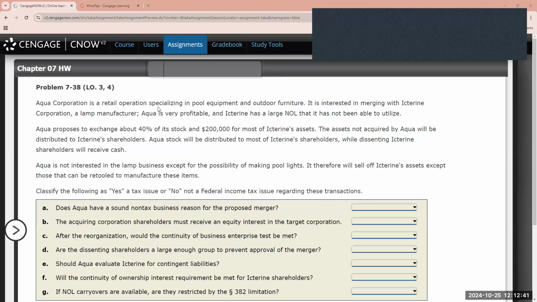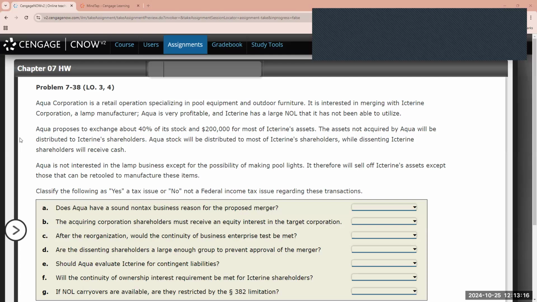This brings us to our next problem. Here it states to classify the following as yes, a tax issue, or no, not a federal income tax issue regarding these transactions. Aqua Corporation is a retail operation specializing in pool equipment and outdoor furniture. It is interested in merging with Icterine Corporation, a lamp manufacturer. Aqua is very profitable, and Icterine has a large net operating loss that it has not been able to utilize.